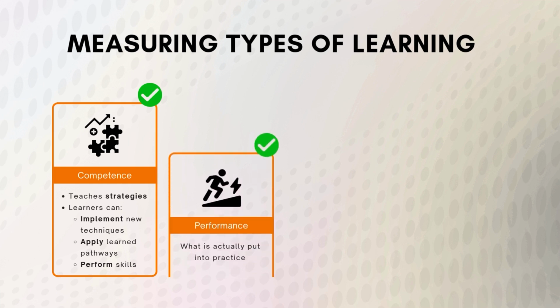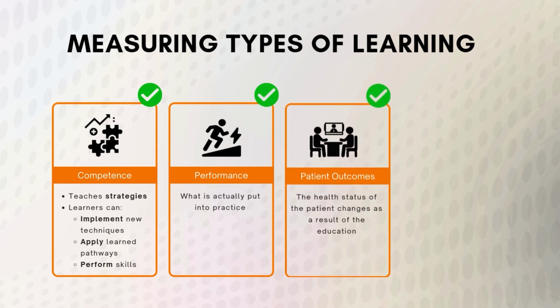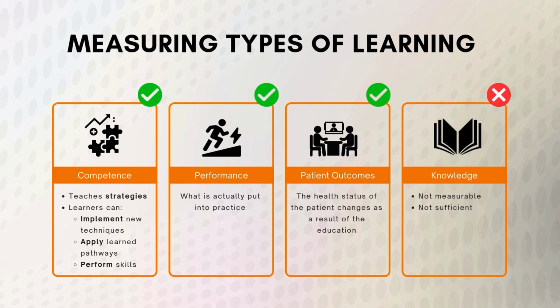into practice. Performance is what is actually put into practice. Patient outcomes measure a change in the health status of the patient. Knowledge-based goals are not measurable and therefore not sufficient. When writing learning objectives, begin with a verb that can be used to measure change.